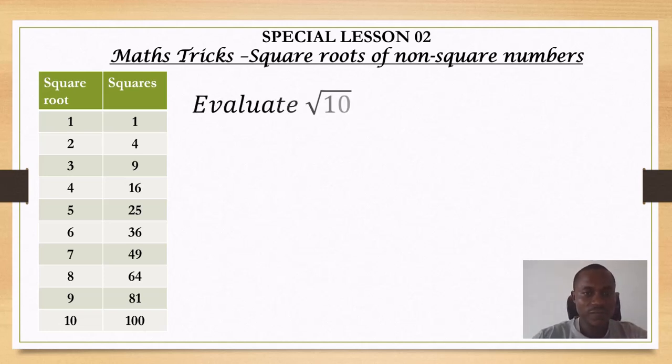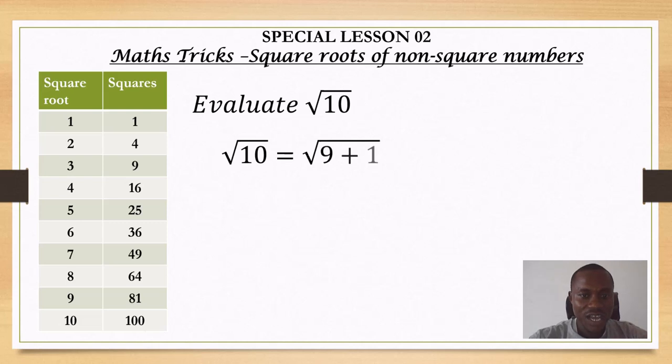So let's go ahead and evaluate the square root of 10. You cannot get it offhand, you need a calculator. So, where is my calculator? Can you please give me a calculator or give me your phone? Check this in your phone. No, you don't need all that. If you just understand this trick now, you can do this without a calculator. So, let's see how it is done.